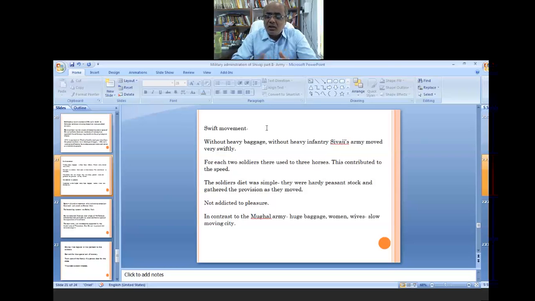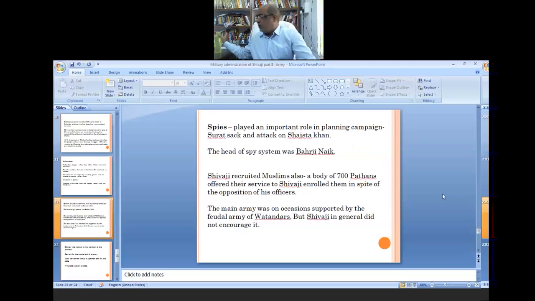In contrast, the Mughal army had huge baggage, though they were good fighters on the plains. Mughal cavalry was also famous. During Akbar's time, Mughal cavalry was known for its swift movement. But by the time of Aurangzeb, it became a huge moving city, with huge baggage. There would be a royal tent, and there would be women and slaves, and it became a slow-moving city, and it was easier for Shivaji to attack them.